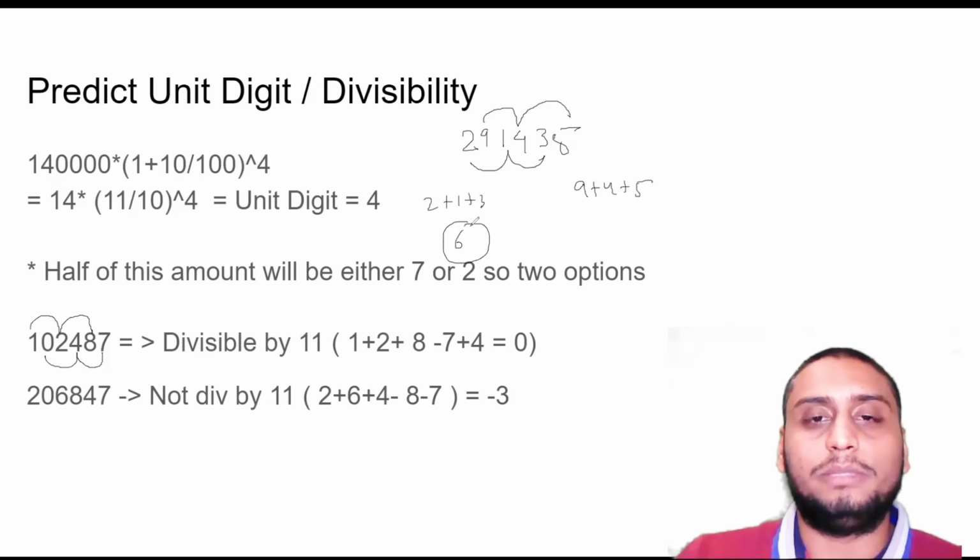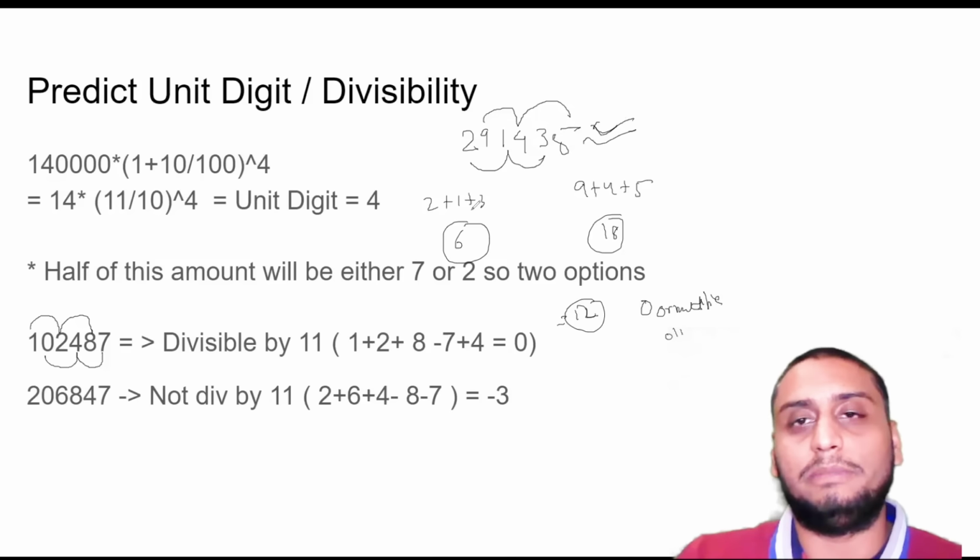This comes out to be 6. This comes out to be 5, 4, 9, 18. You subtract the sum of the odd and even positions, so it comes out to be 12. So if the subtraction comes out to be 0 or a multiple of 11, then this number is divisible by 11.